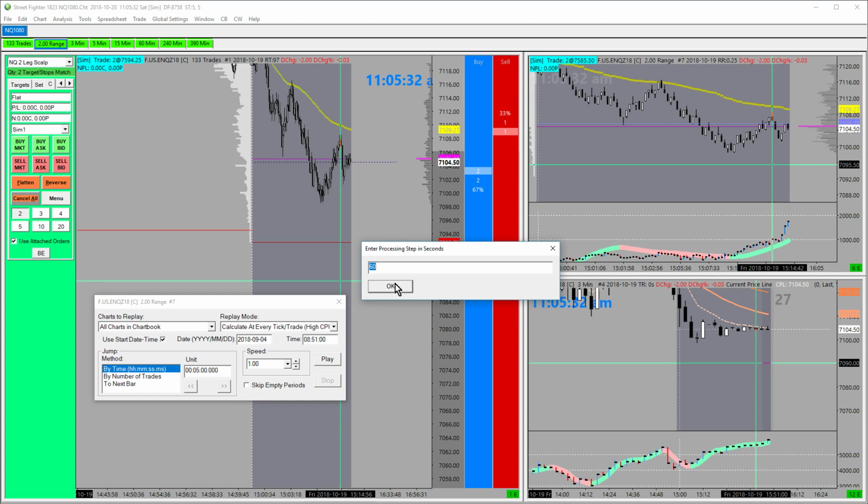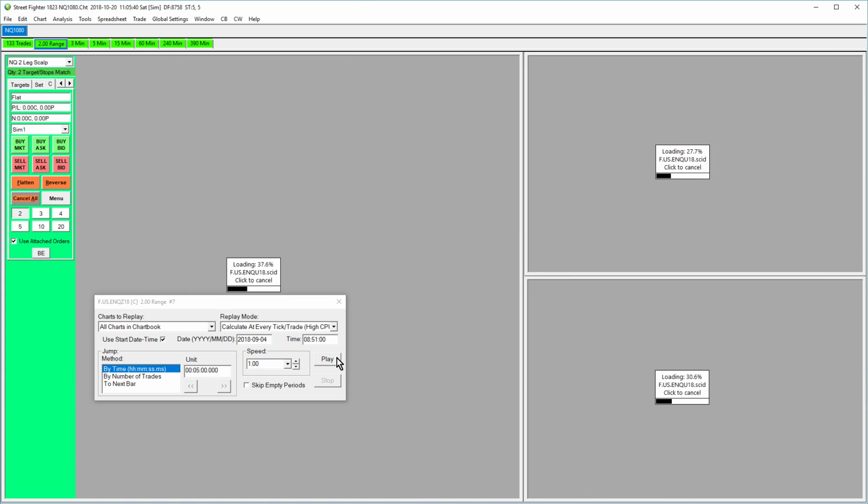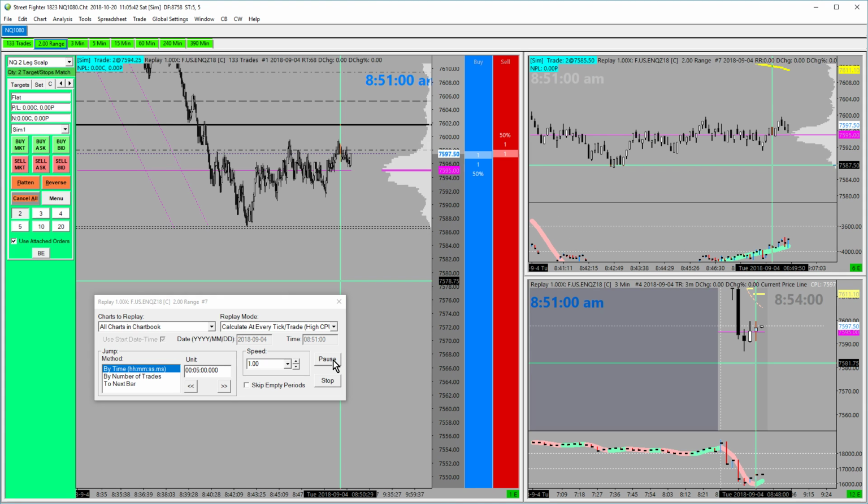I don't actually understand this. Processing step. 60 seconds, like a minute? Okay, we're gonna have to try this because I don't know. Wow, this is just dead. Is it literally like waiting for the entire minute? That's ridiculous.